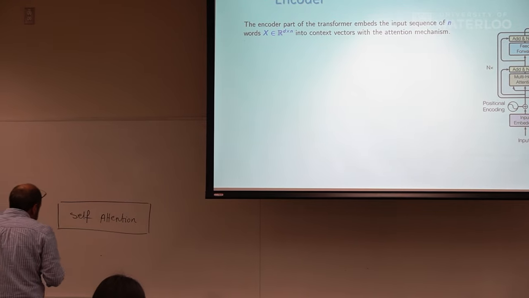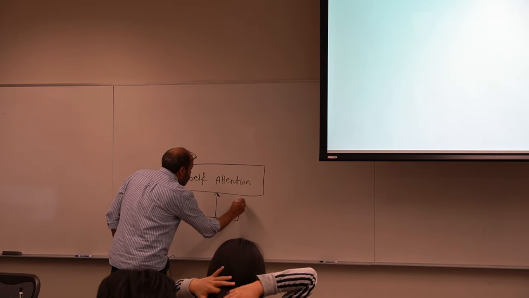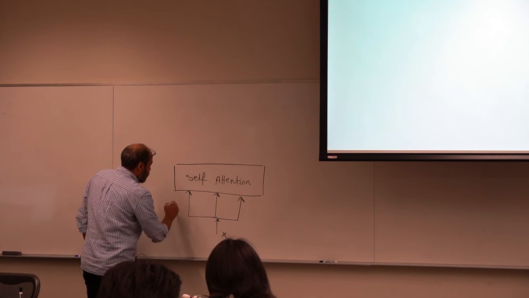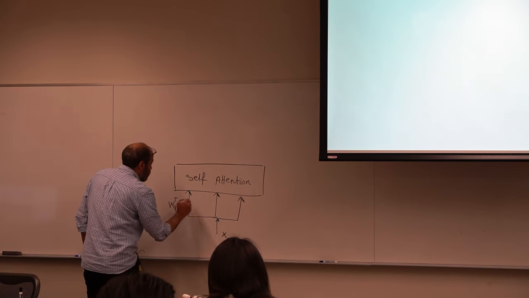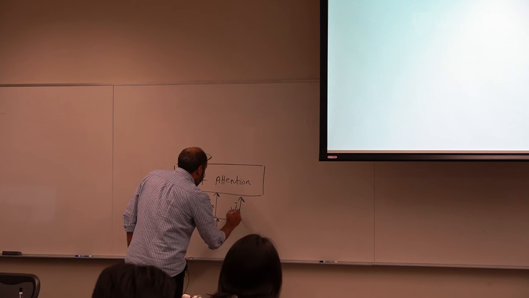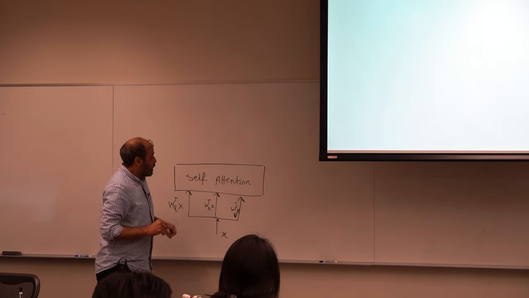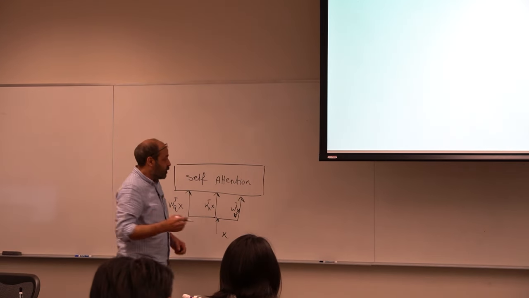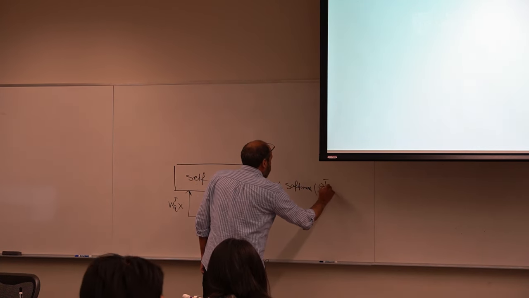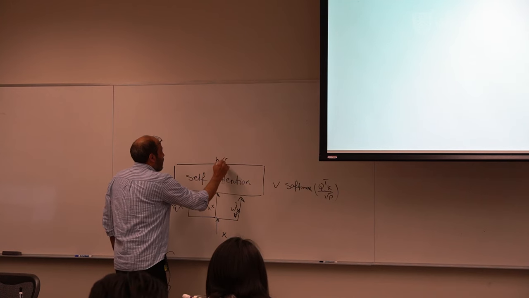So the input vector is going to have three different representations as query, key, and value. If the input is x, that's going to be W_q transpose x, and this is going to be W_k transpose x, and this is going to be W_v transpose x. Okay? So this goes to self-attention. Self-attention, we know how self-attention works, right? It's going to be V softmax of Q transpose K divided by square root of P. So that's going to be the output of this self-attention, okay?